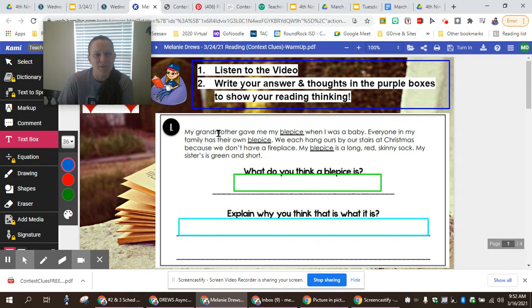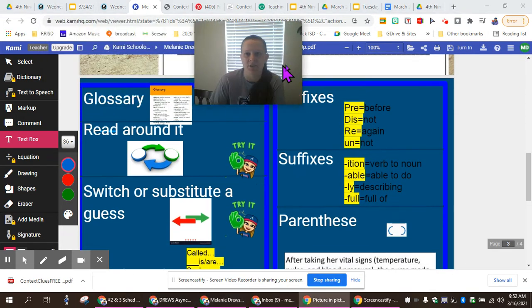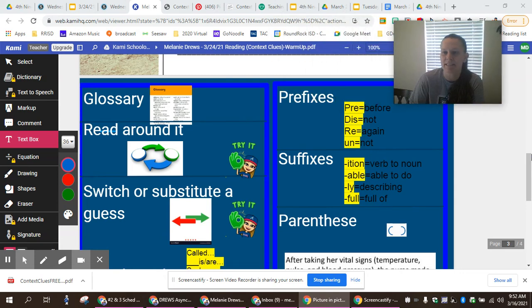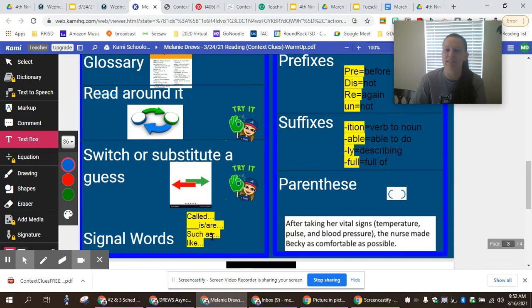All right, I'm going to read it. And remember, when I do context clues, let me scroll down to my teacher slide here. There are lots of different ways that I can figure it out. I can think of the prefixes and suffixes. Sometimes there's a little parentheses that say, hey, this is what it means. It tells you in the parentheses. So these are still there. And then you've got signal words like "something," "also," or "such as," and it tells you right afterwards.